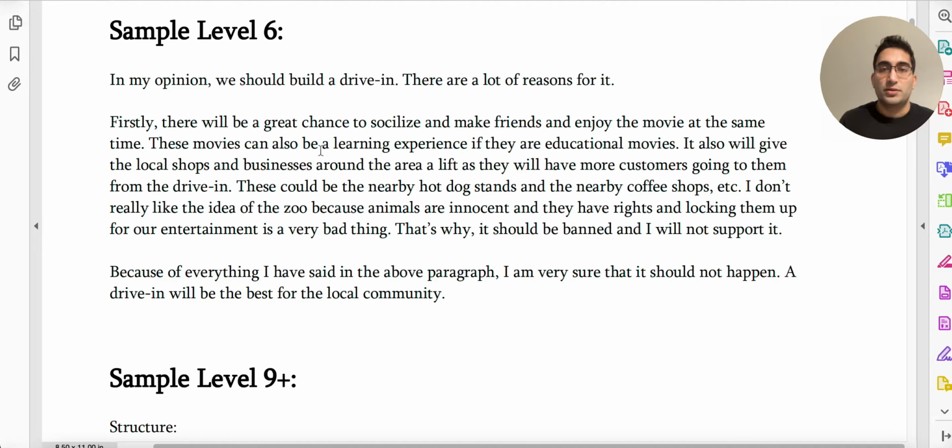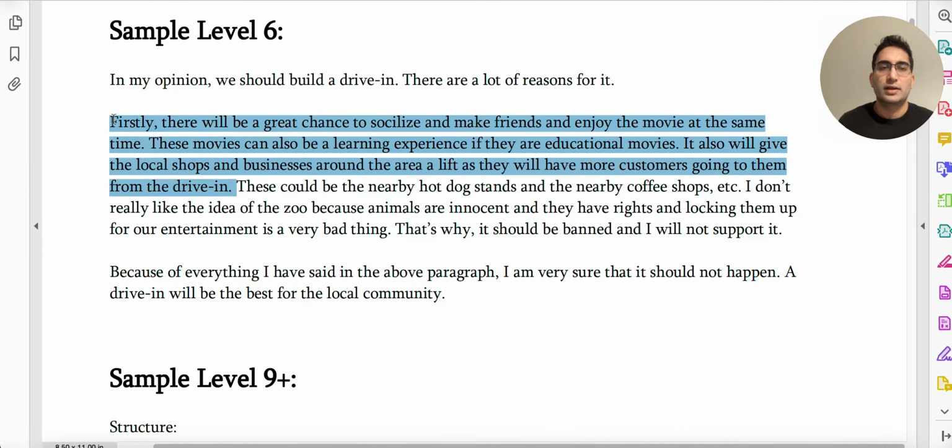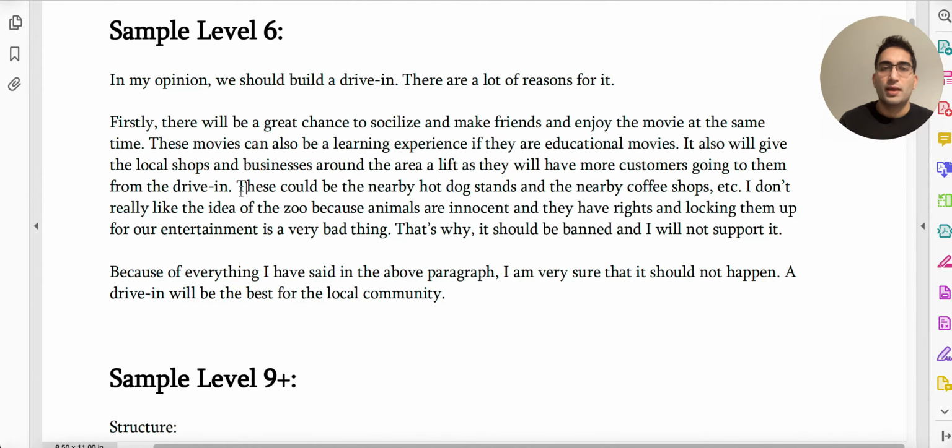Firstly, there will be a great chance to socialize the movie. I'm going to read quickly because you can also pause and read it. These movies can be learning and it will give the local shops. All right, cool. What I like here is there's again no grammar mistakes. You see the flow. Firstly, blah blah blah. Then these movies can do this. It'll also give them this. So this is good actually. The flow is good, but there's no complex use of vocabulary. And then again, this is a good flow. These could be whatever. So it's continuing the same topic. I like the flow.